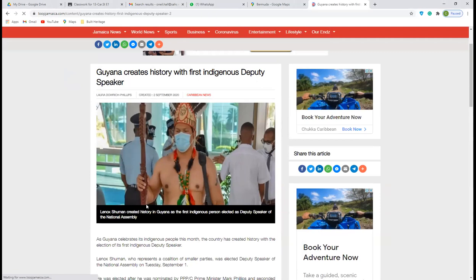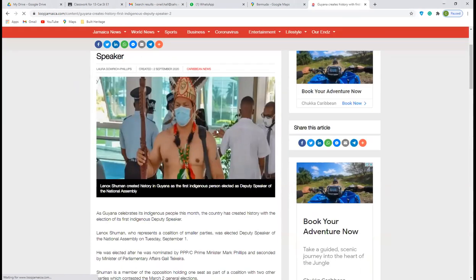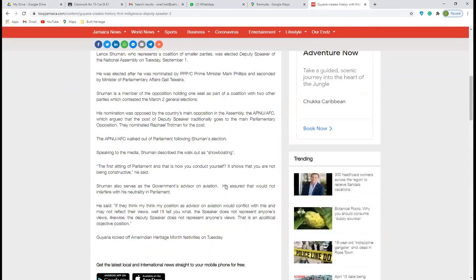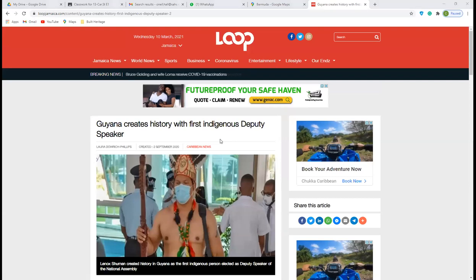So the deputy speaker for the House, the National Assembly in Guyana. This is how they still dress today in Guyana, and this is how he goes to Parliament at the National Assembly. Quite interesting. Our region is very unique.